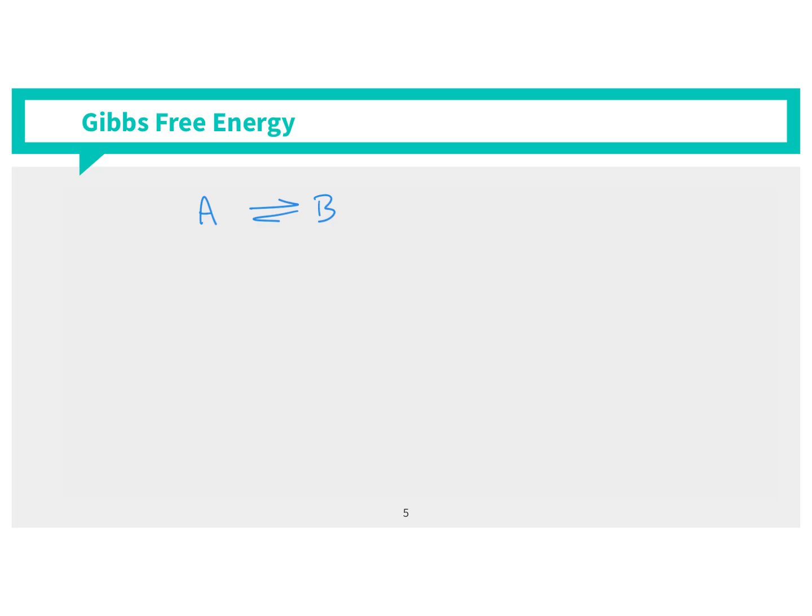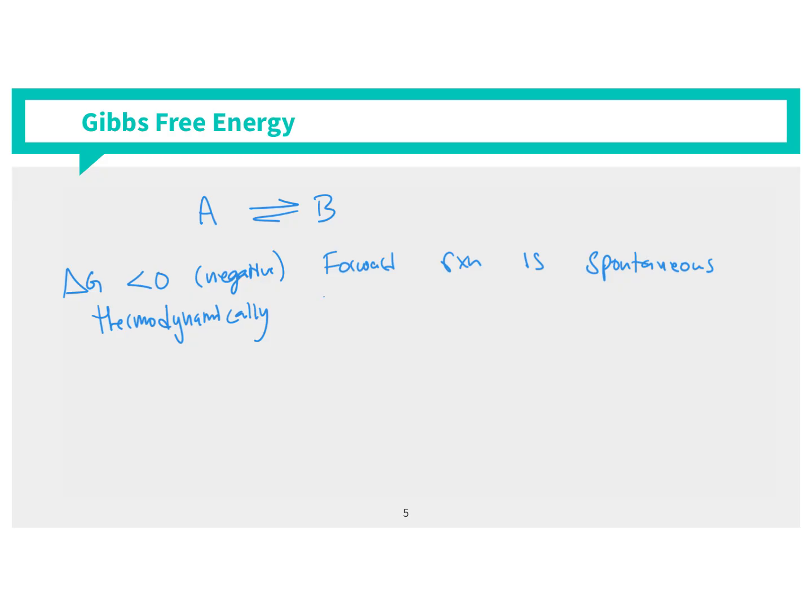Now let's consider the reaction where A is in equilibrium with B. We can now use Gibbs free energy to predict how the reaction is going to work. If delta G is less than 0, in other words, it's negative, the forward reaction is spontaneous. Again, that means it occurs without any excess energy. In other words, it is thermodynamically favorable. It will happen without any outside force.